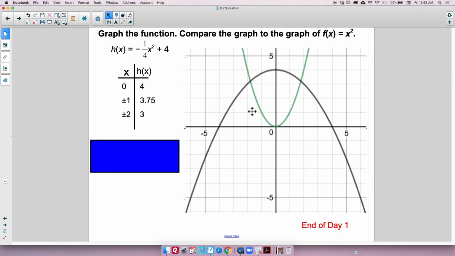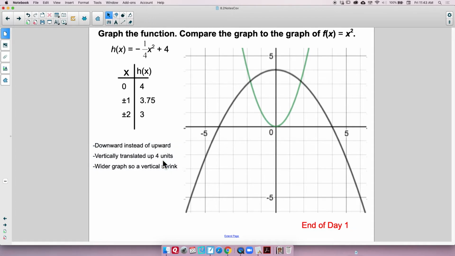So how does that compare? Well, it opens downward instead of upward. And it's translated 4 up. So it's a reflection, right? So it's downward instead of upward. It's vertically translated 4 units up. Look at where the vertex is here and where the vertex is here. And it's a wider graph, so it's what we call a vertical shrink. It's more bowl-shaped. Okay. All right, moving on.